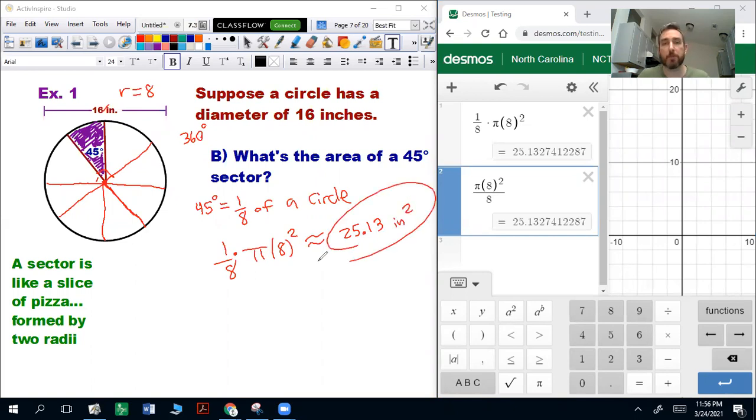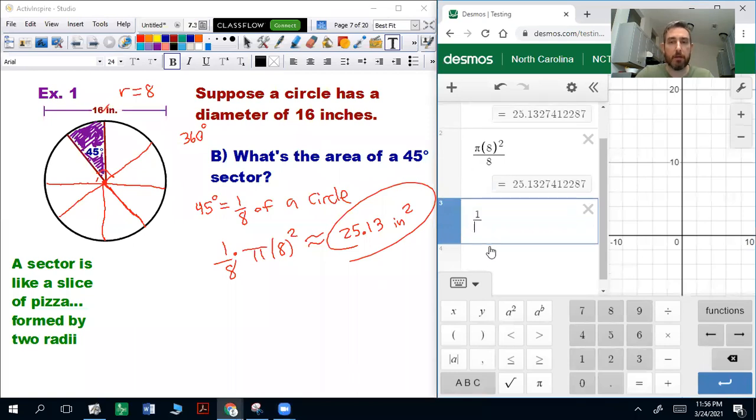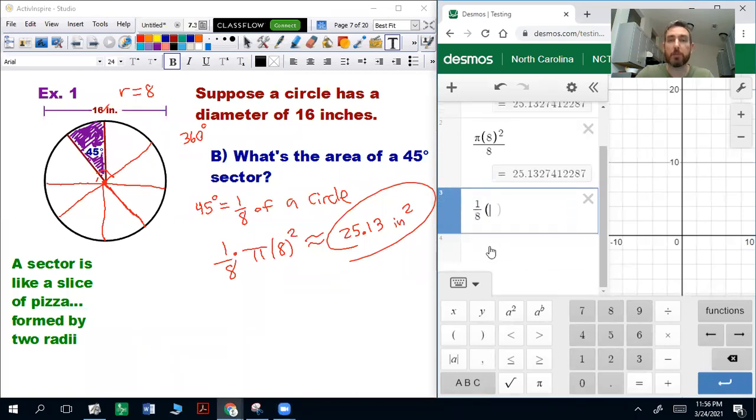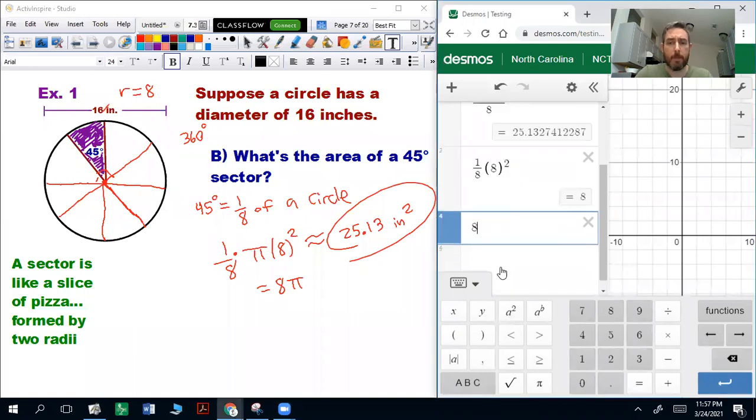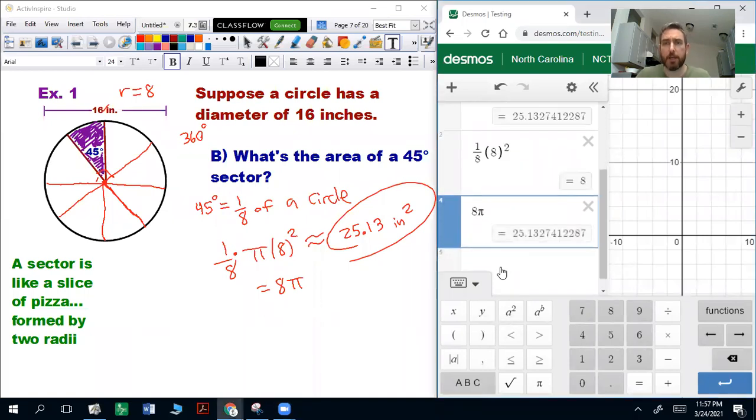And we could write that in terms of pi. If we did that without typing the pi in, it would just be 1/8 multiplied by 8 squared, which is 8. So this is really just 8 times pi. So in terms of pi, it'd be 8 pi. 8 times pi is approximately 8 times 3.14, which is, again, 25.13.